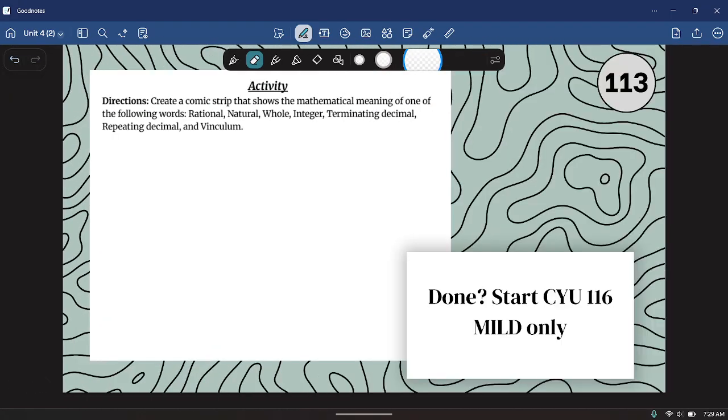In class, we also did a little activity where we started to draw a little comic strip that helped us understand one of the vocab words we went over today.